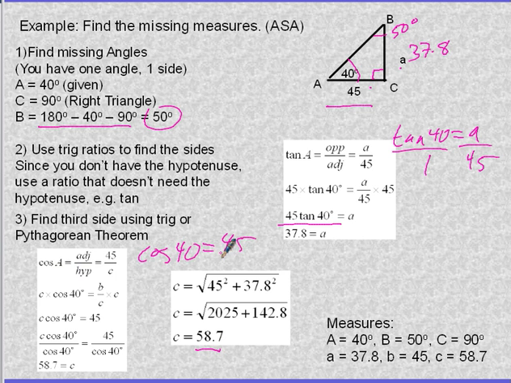In this case, you're going to cross multiply and get c times cosine of 40 is equal to b. I'm not sure what I did here. I want to divide. Here I need to divide out, oh, I see. Divide out my cosine of 40. So I'm going to end up with c is equal to 45 divided by the cosine of 40 and get 58.7 degrees.